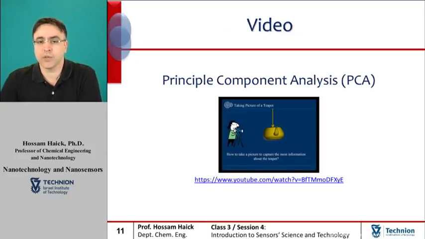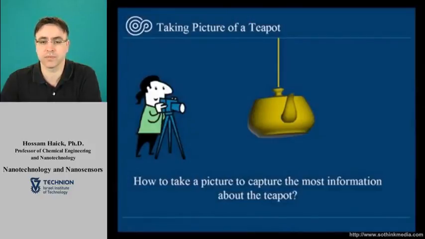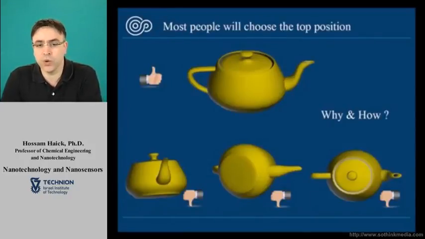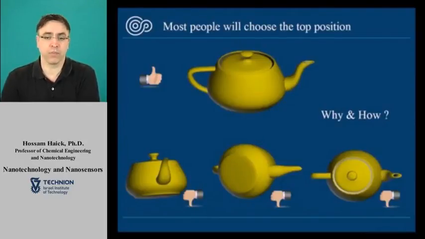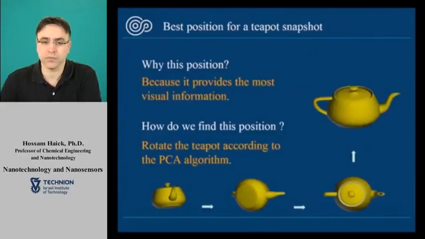A simple way to understand PCA is to think of how to take a picture of a teapot to capture the most information about it. You can take a picture in several directions, but how will you know which direction contains the most information? Also, what about the information that is lost? Well, the front side of the teapot contains the most visual information.